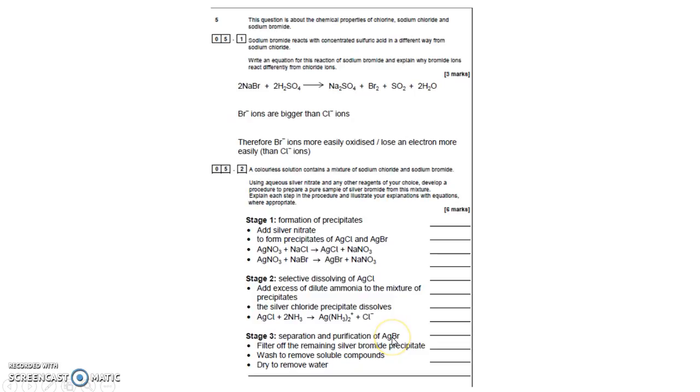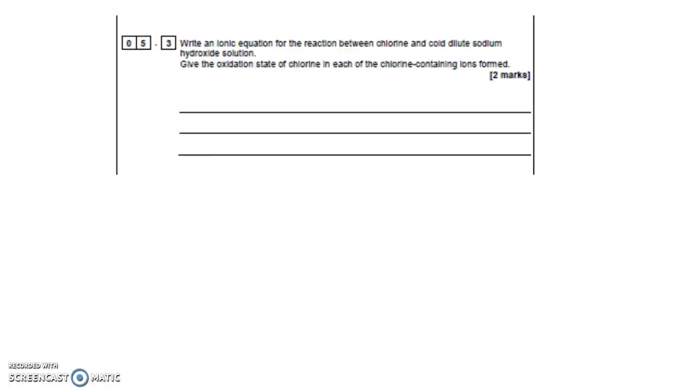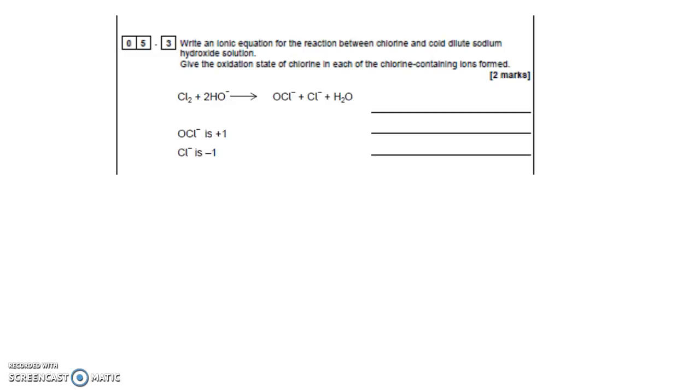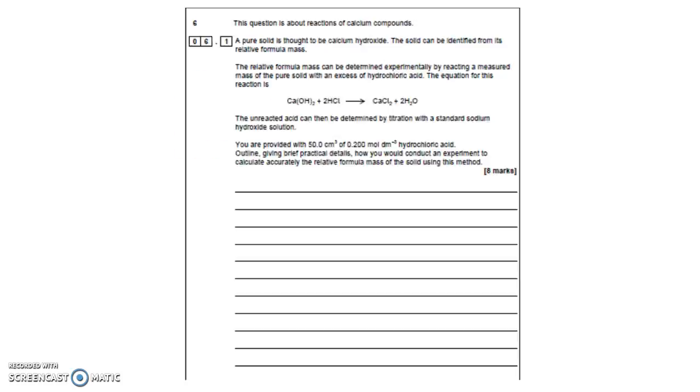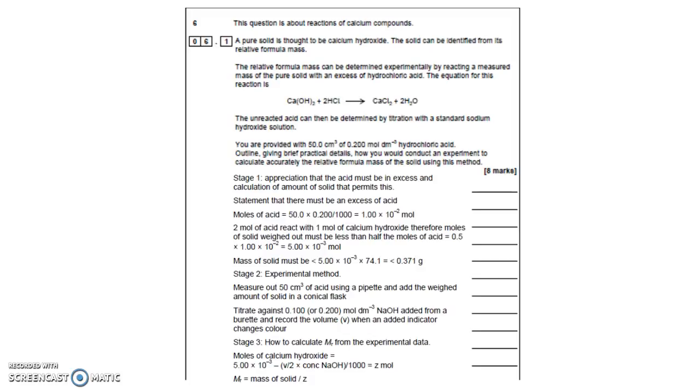Separation and purification of AgBr, well, it's a precipitate. It's a cream precipitate, so you'd filter it, wash it and dry it to get it out. An ionic equation between chlorine and sodium hydroxide, you've not done that yet. We've not done group 7 yet. So this is quite a difficult question.